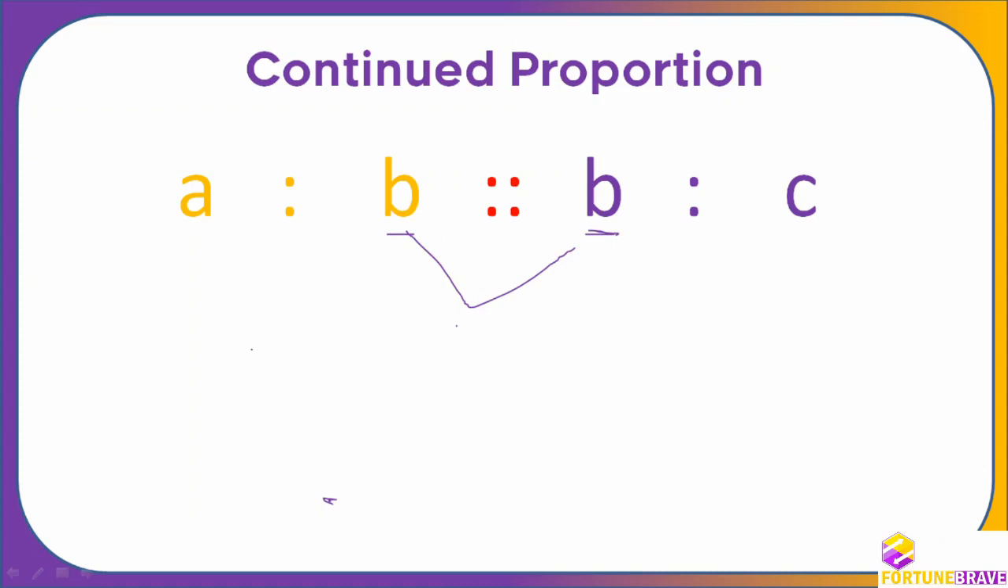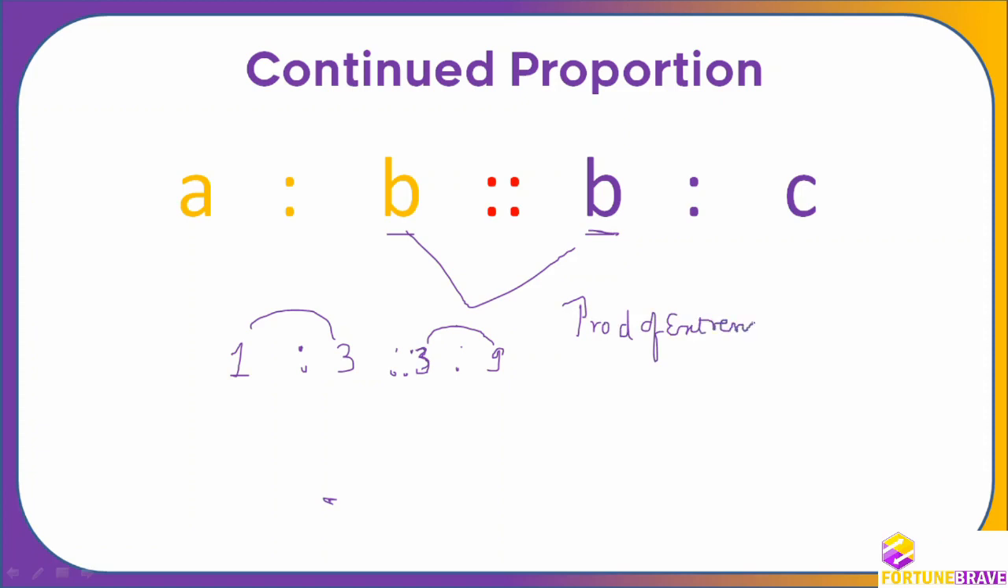We can take any example like 1 is to 3 as 3 is to 9. Can you see here? 1 is to 3, same as 3 to 9. If I multiply 3 into 9, this is what? This is continued proportion. In this case also the same thing will happen. The product of extremes is equal to the product of means.